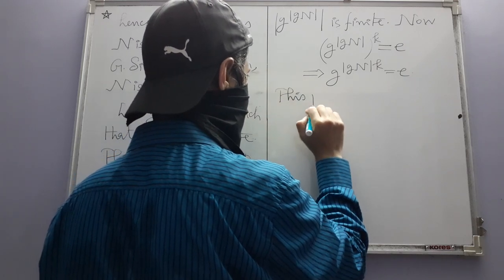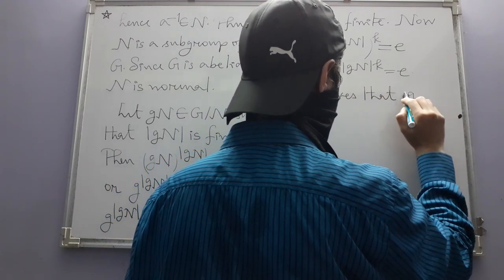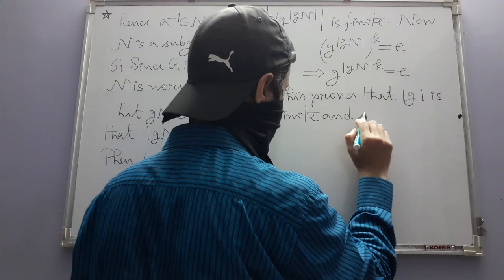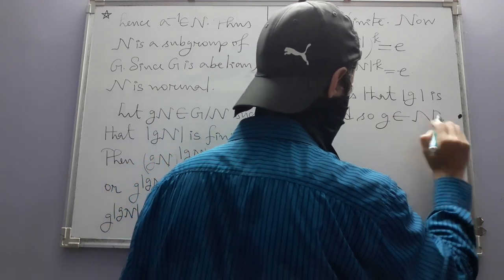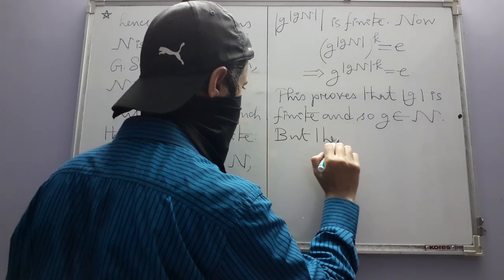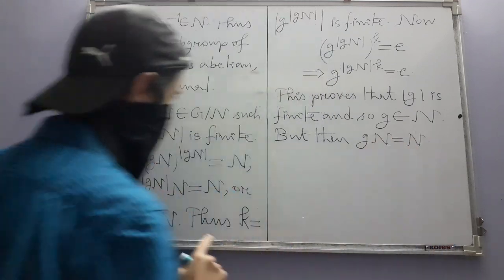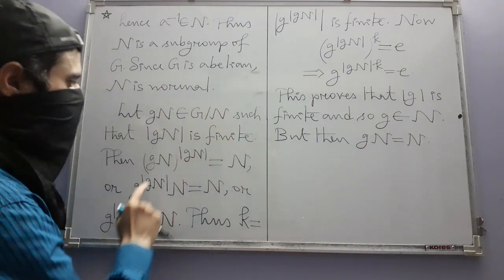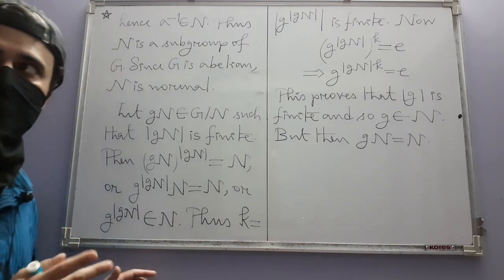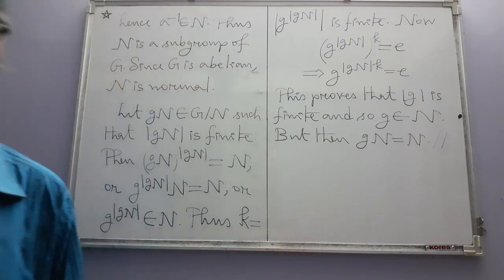This proves that the order of G itself is finite, and so G must belong to N. But then Gn is equal to N. So the arbitrary element that we chose in G by N, which we considered to be an element of finite order, has turned out to just be the identity element. That was the claim. So now it's over. And there is one more exercise. Let's just do it and complete this set of exercises.